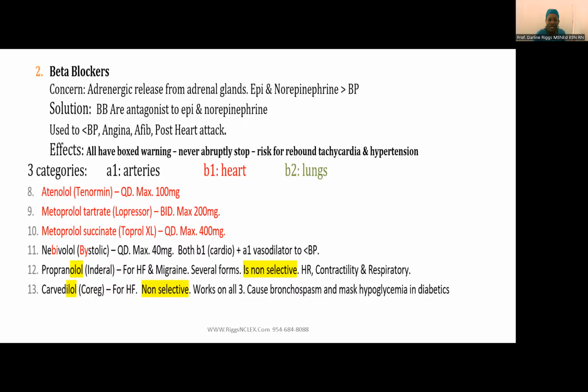So your olols, atenolol and metoprolol, whether it be tartrate or succinate, they're going to work directly in the B1, the heart. Nebivolol has a combo effect where it works in the arteries and the heart. And propranolol and carvedilol are non-selective. It's going to affect all three. And the whole family has a box warning of never abruptly stopping them. Okay?